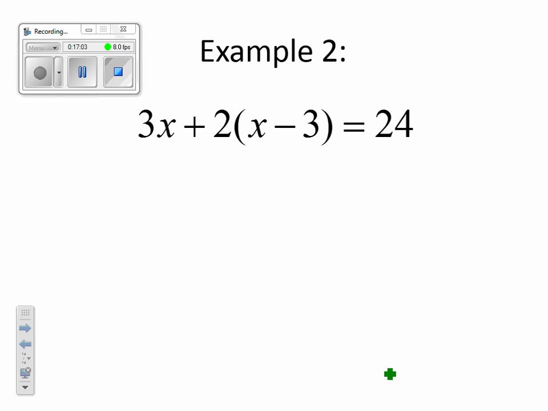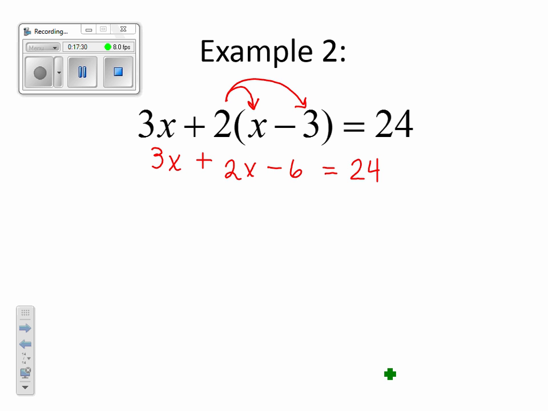Okay, example number 2. Example number 2 says 3x plus 2 times x minus 3 is 24. Again, we have to use the distributive property. 2 times x is 2x. 2 times negative 3 is negative 6. Bringing the rest of the problem down. Oops, I missed this positive sign there, the addition sign. Make sure you bring everything down.